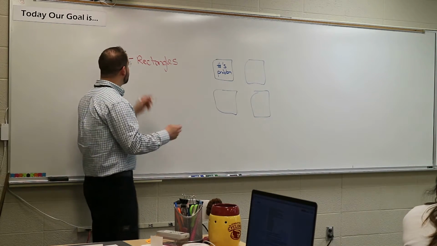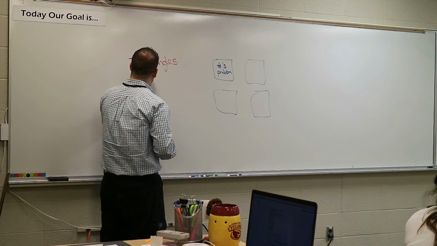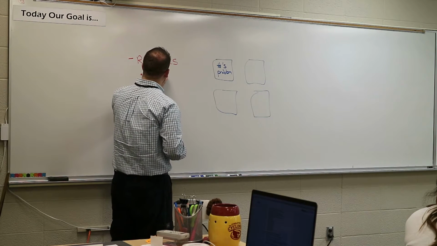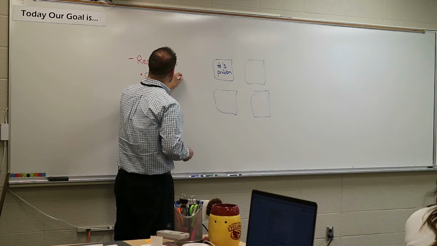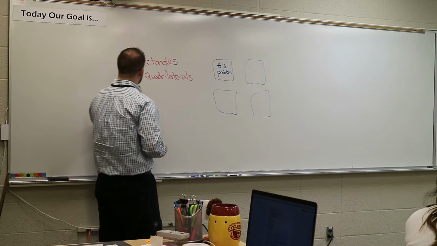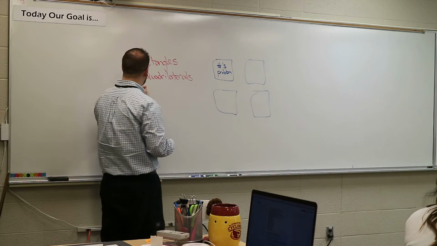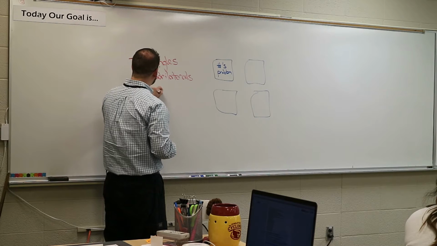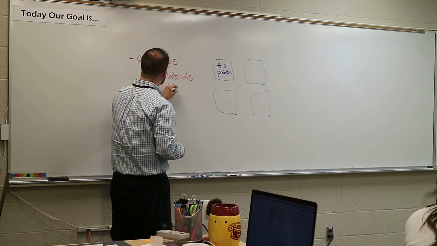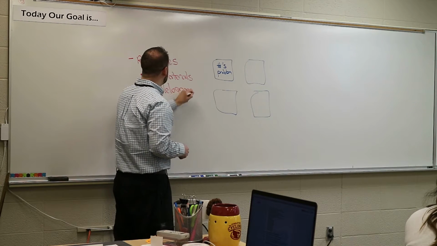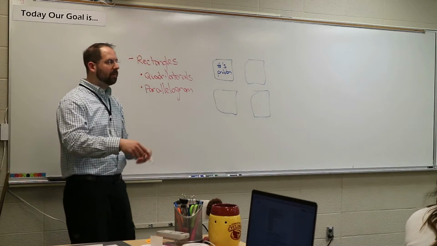Now remember, a rectangle is still a quad, so it still has certain properties that apply to quadrilaterals. It still has certain properties that apply to the subcategory, which is parallelograms. So they still have all of those properties. So keep that in mind. But you need to solve your specific problem and find the answer.